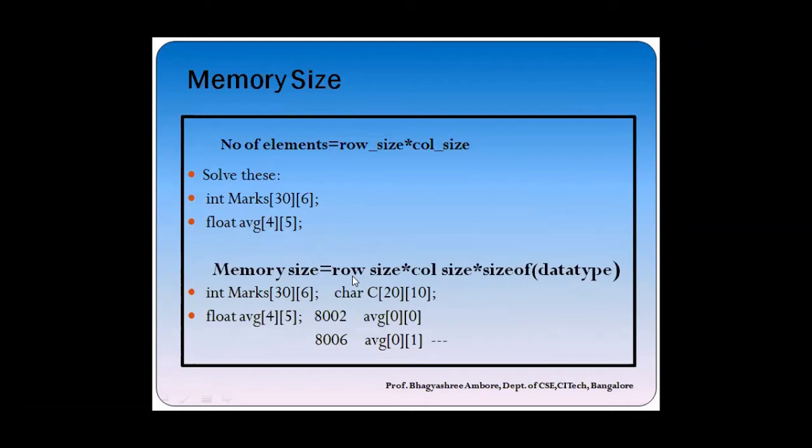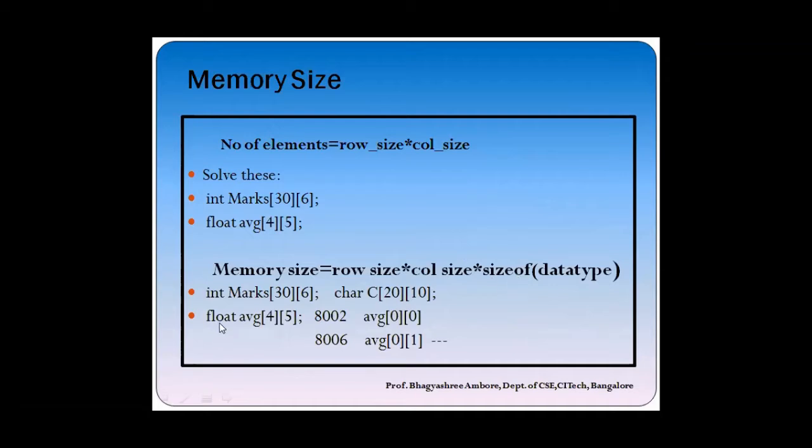Row size is 30, column size is 6, size of data type integer is 2. So 30 into 6, 6 3s are 180, into 2, 360. Total it takes 360 bytes of memory.